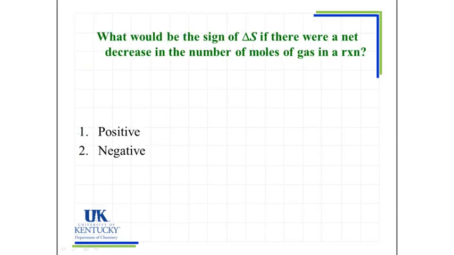Now let's go back and consider what would happen if we had a decrease in the number of moles of gas. Maybe your reaction had 4 moles of gas on the left-hand side of the equation, the reactant side, and you're producing 2 moles on the right. What would you expect? Well, in this case, it would be a negative change because the moles of gas is decreasing.